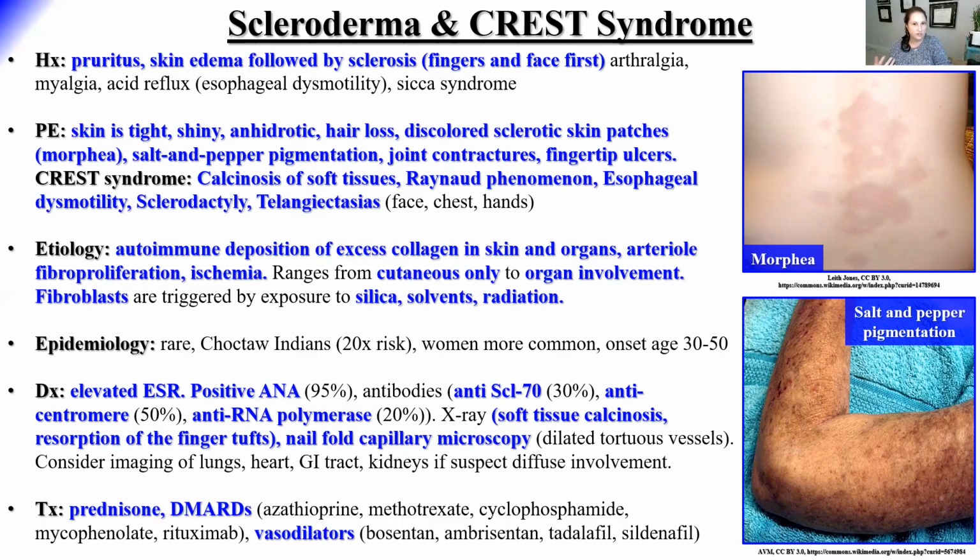If you think that this is a severe form, you want to consider imaging of all of the organs that could be involved. Treatment for this, same algorithm: prednisone, DMARDs. Vasodilators also play an important role here because we want to ensure the patency of those vessels so that we reduce the likelihood that they'll get ischemia into the fingertips.